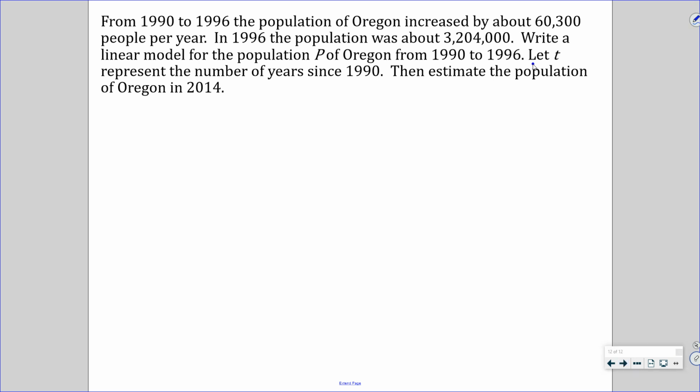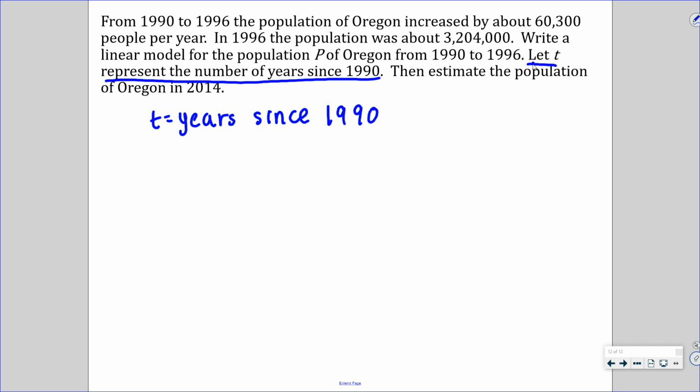Okay, so I always start with defining my variables, and here they're being a little bossy. They're telling me we want T to be years since 1990. And I kind of like when they do that because then there's no confusion of what we should call T when they come out and just clarify. T is going to be my years since 1990. They want us to write a linear model for the population P of Oregon. So P is going to be my population of Oregon.